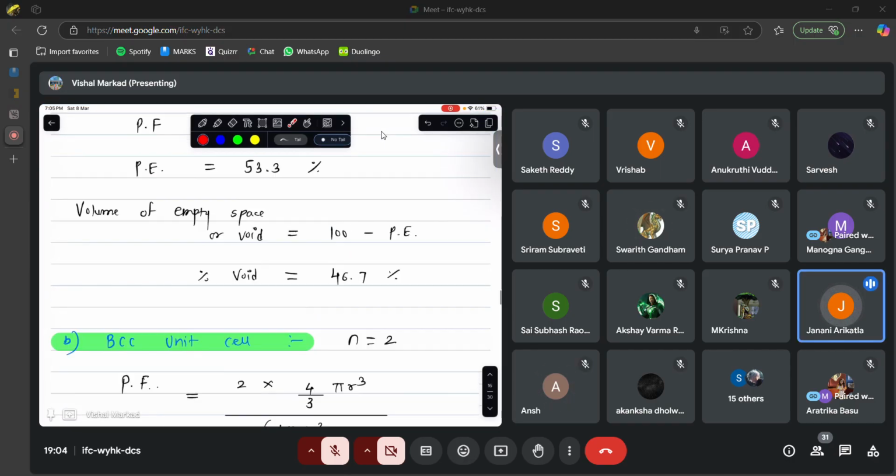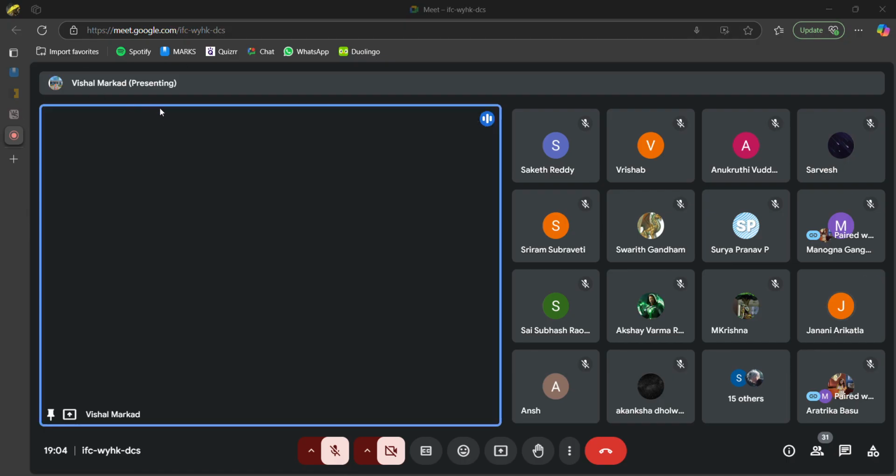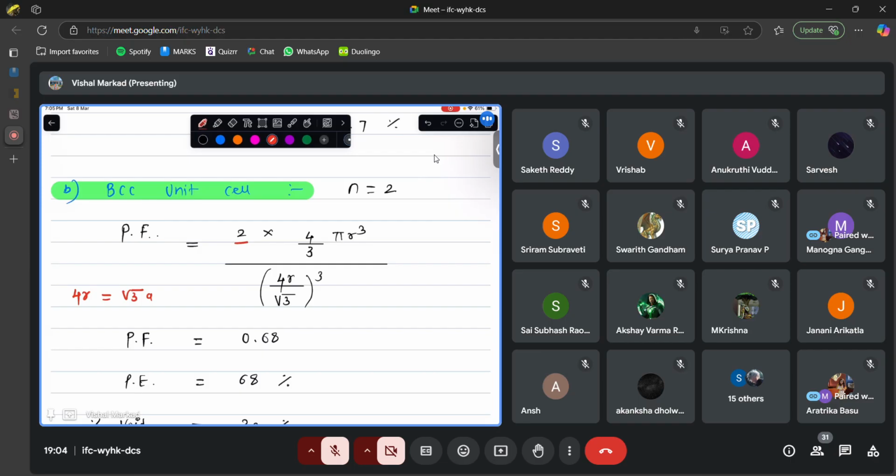Are we supposed to remember these values? I will tell you how to remember them. It is very easy. I will tell all three first. Then in BCC, what is the value of n? 2. So I will put that value 2, then again 4 by 3 pi r cube divided by A cube. For BCC, the relation is 4R equal to root 3 A. This is the relation between R and A. So in place of A, I can put 4R by root 3.